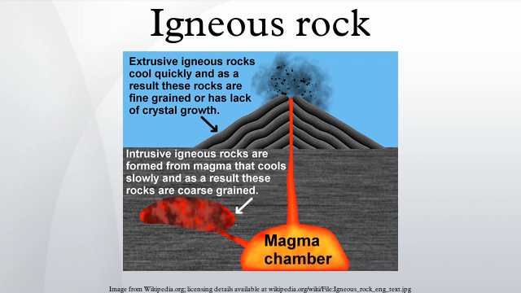Hypabyssal igneous rocks are formed at a depth in between the plutonic and volcanic rocks. These are formed due to cooling and resultant solidification of rising magma just beneath the Earth's surface. Hypabyssal rocks are less common than plutonic or volcanic rocks and often form dikes, sills, laccoliths, lopoliths, or phacoliths.